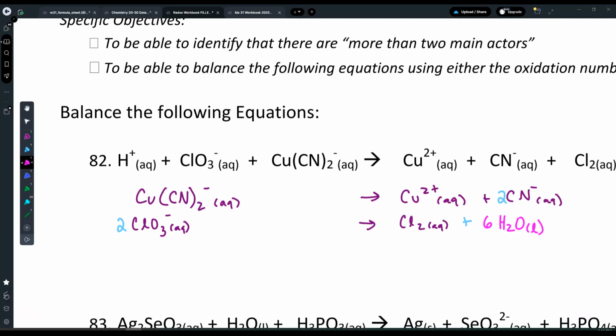Now let's move on to the hydrogens. So with the first reaction, there's no hydrogens to balance, so we're good there. And then with the second reaction, I've got 6 times 2, so I've got 12 hydrogens on the product side. So I'm going to need 12 on the reactant side. So I better write 12 right there.